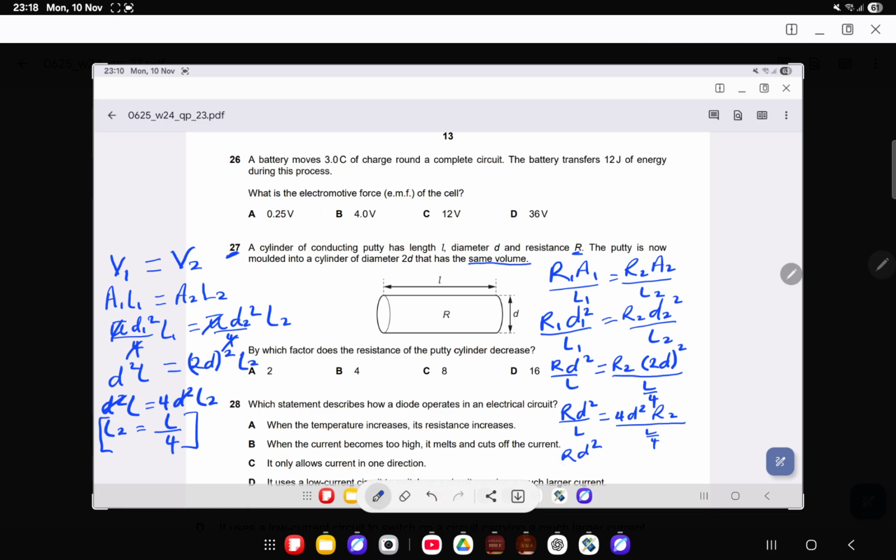So that will be R D squared over L is equal to 16D squared R2 over L. So I can cancel my L. I can cancel my D squared. So in effect, what I have here is R equal to 16 R2. So my R2 will be equal to R over 16. So which means that my new resistance, you can see that it has decreased by a factor of 16. So therefore my answer is D.